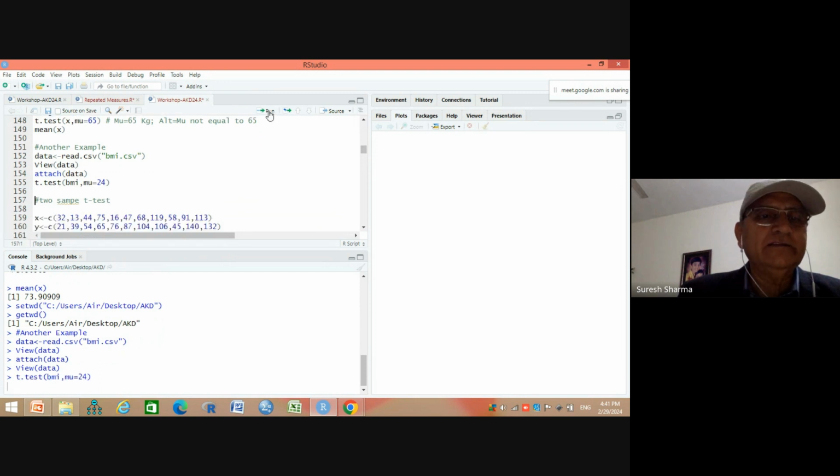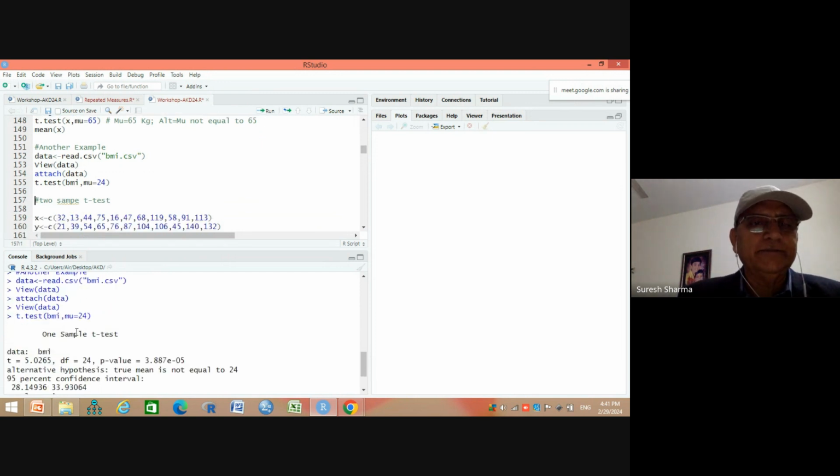So it is BMI, mu is equal to this. So I apply this test, and here is the one sample t-test. Your N is equal to 25, there were 25 observations. Now you can see the T value that has been computed, and the degrees of freedom is one less, that is 24. And this is the P value. It is 3.887 times 10 raised to the power minus 5.